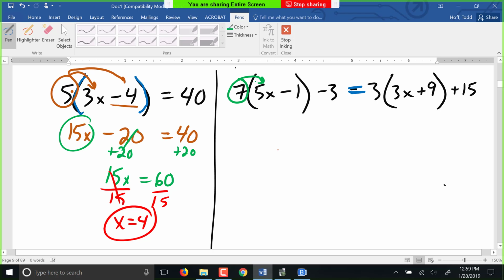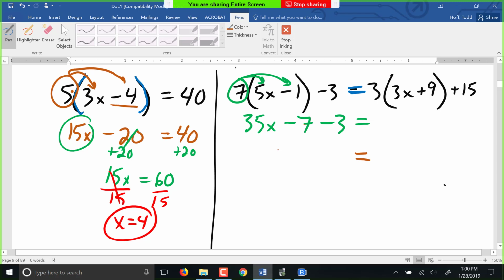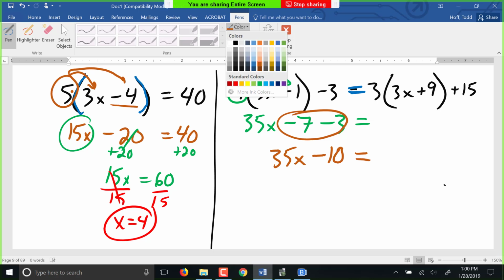Multiply by the 7. 7 times 5x, 35x. 7 times negative 1, negative 7. Now we still have that negative 3 there. We are not done on the left side. There's more that we can combine, so let's stay there. What can we combine on the left side? Negative 7 and negative 3. So the 35x doesn't change. Negative 7 and negative 3 makes negative 10.